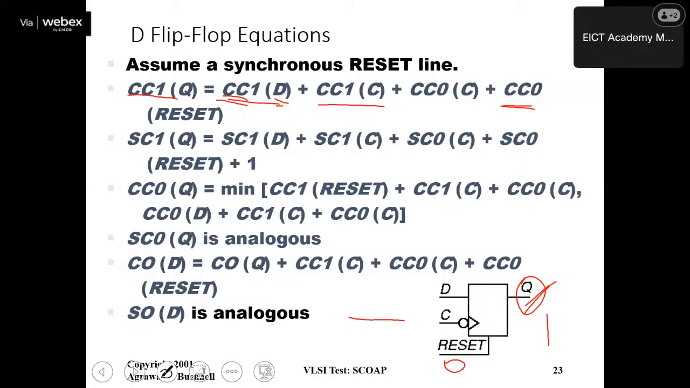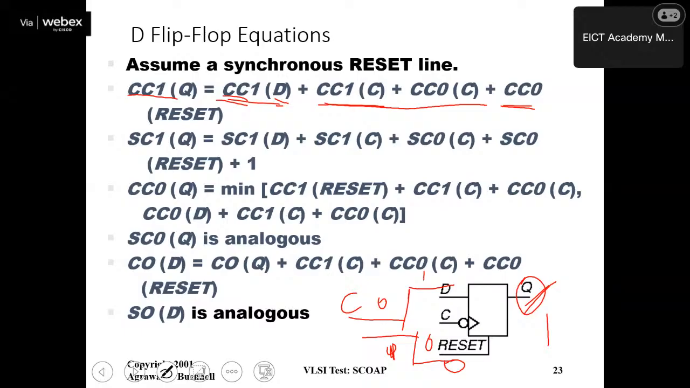Okay. So you have to make sure for all the edge triggering, you have to make it CC1 of C or CC0 of C. That you have to take for edge triggering, whether it is positive edge triggered or negative edge triggered. Because in both of the cases, either you are switching from 0 to 1 or you are switching from 1 to 0. So anyway, CC0 and CC1 in both of the cases is counted, right?